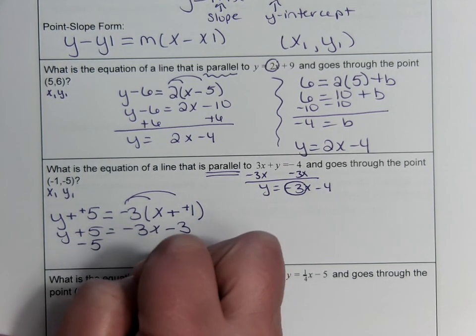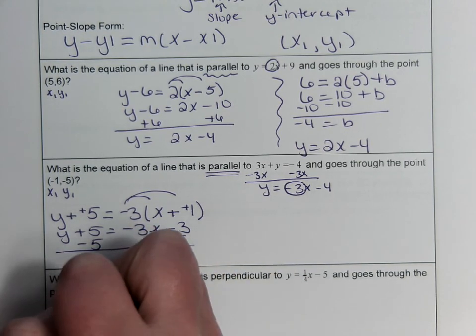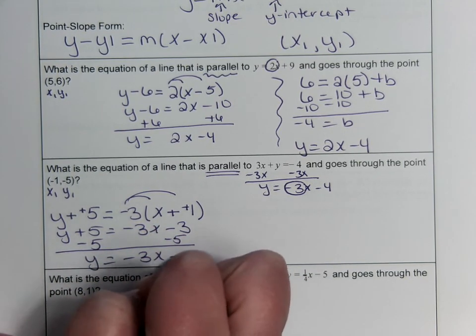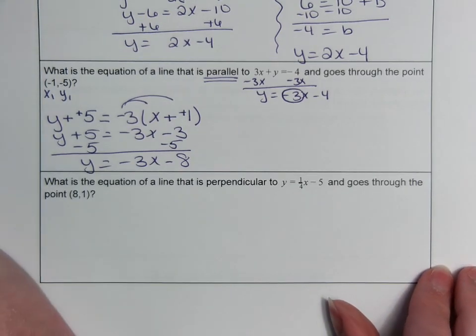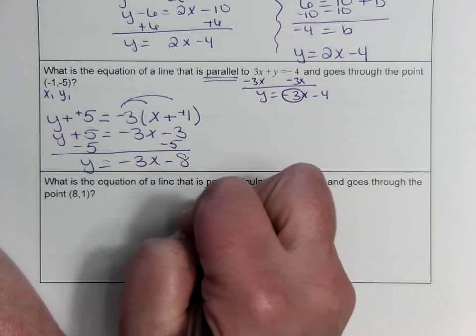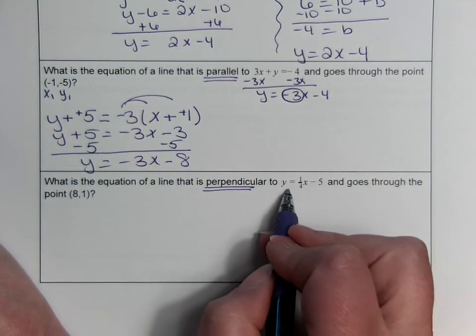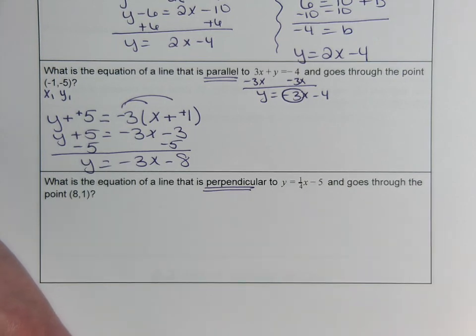And subtract the 5 over. So y equals -3x minus 8. And we're done. Now let's talk about perpendicular lines. What is the equation of a line that is perpendicular to y equals 1/4 x minus 5?